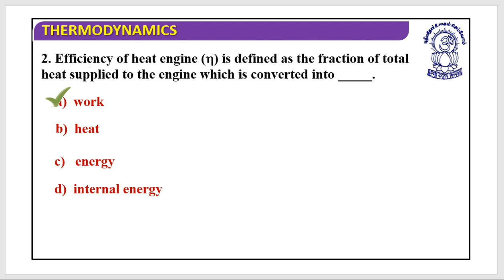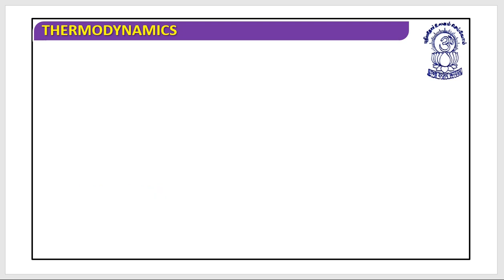Next, efficiency of a heat engine. Efficiency of a heat engine is defined as the fraction of total heat supplied to the heat engine which is converted into work. So efficiency equals work done divided by total heat supplied, work done divided by Q1. Yes, this is efficiency. I hope this is clear. Do you have any doubts? No? Great. So ready for the question? Let's have a look.